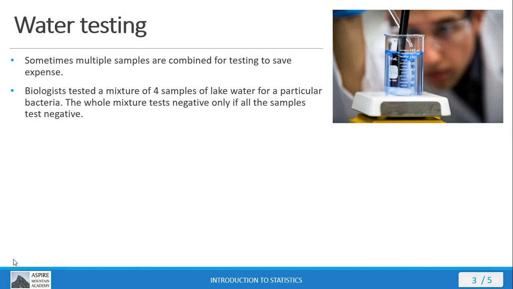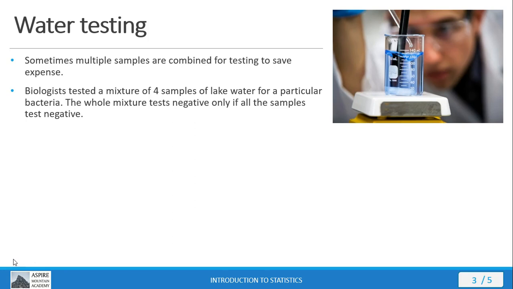Let's look at an example involving water testing. Sometimes people who are testing water samples will combine the samples together in order to save money. So here we have biologists testing a mixture of 4 samples of lake water for a particular bacteria. The whole mixture will test negative only if all the samples from the mixture test negative, because you're taking these 4 samples and putting them together into one sample, the mixture.